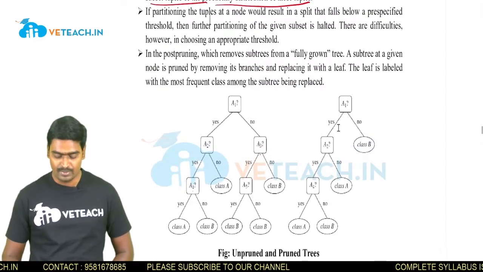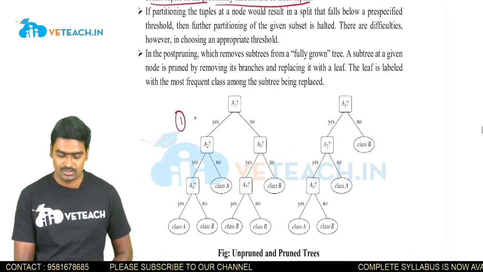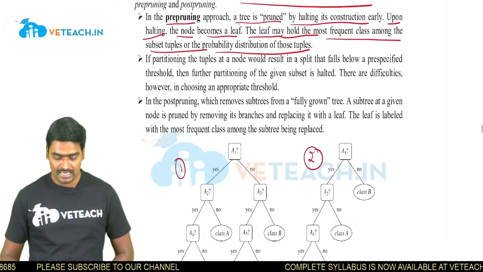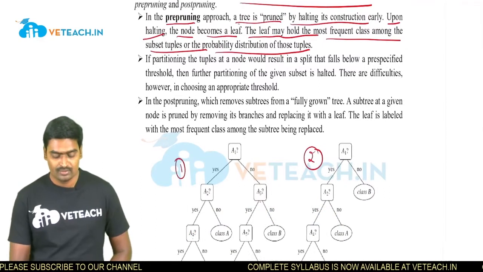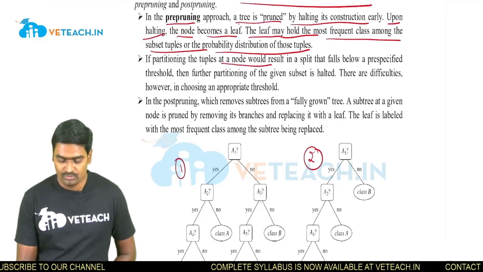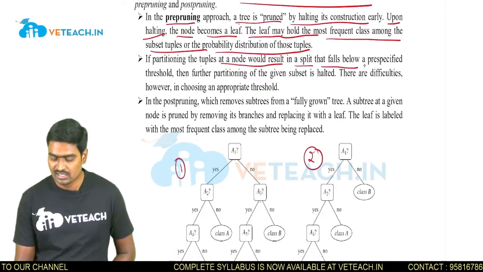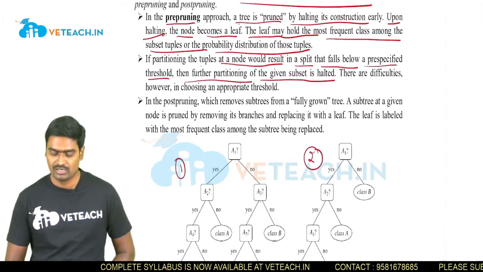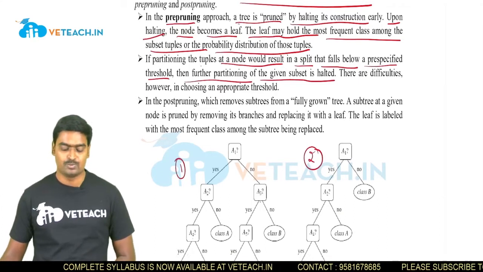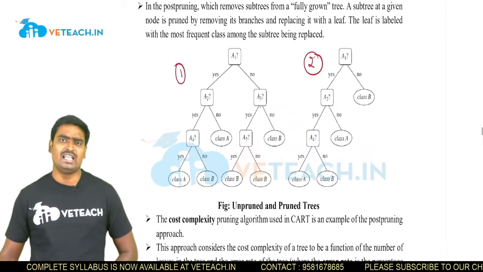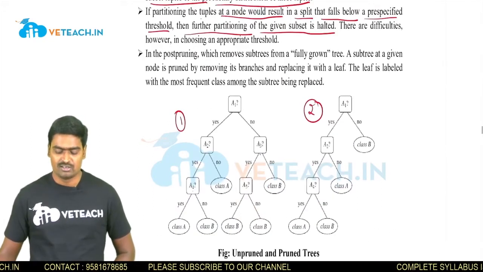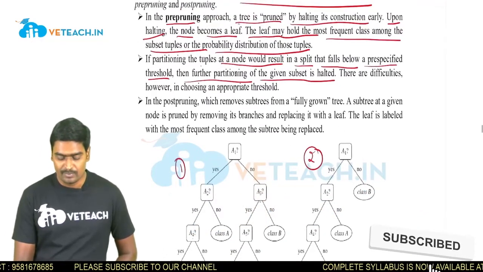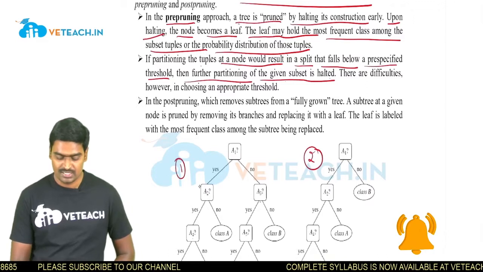See this figure, unpruned and pruned trees. Two different types of pruned trees are shown here: this one is pre-pruned and the other one is post-pruned. If partitioning the tuples at a node would result in a split that falls below a specified threshold, then further partitioning of the given subset is halted. So if we have already constructed a tree, it is not possible to apply the pre-pruning technique, because the partitioning of the given subset is halted early.